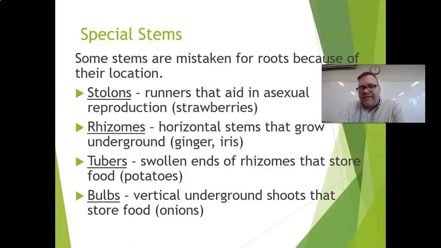When we say asexual, that means you do not need a partner to reproduce. Asexual means they're reproducing and they don't need to have sex. They don't need a partner. You can reproduce on your own. The rhizomes. These are horizontal stems that grow underground. An example would be like ginger and iris.